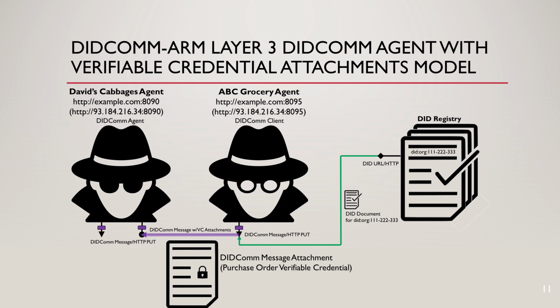And of course that communication is achieved by looking up David's Cabbages DID, DID::org:111222333, in the DID registry and retrieving the DID document. The ABC Grocery agent then extracts the service endpoint for David's Cabbages and sends that DIDCOMM message with the verifiable credential attachment over to David to deliver that purchase order.